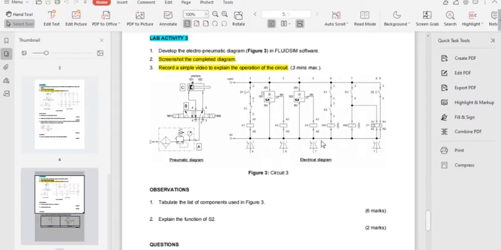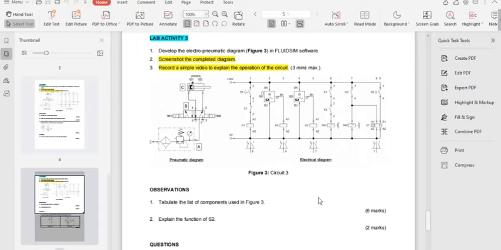Today I want to present lab activity 3 for lab 4. First, I should develop the electro-pneumatic diagram based on figure 3 in FluidSIM software, then screenshot the complete diagram. I should also make a simple video to explain the operation of the circuit. Then I should answer the observation and the questions for this lab activity.